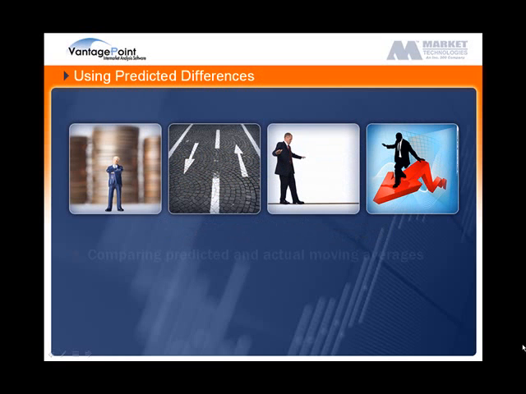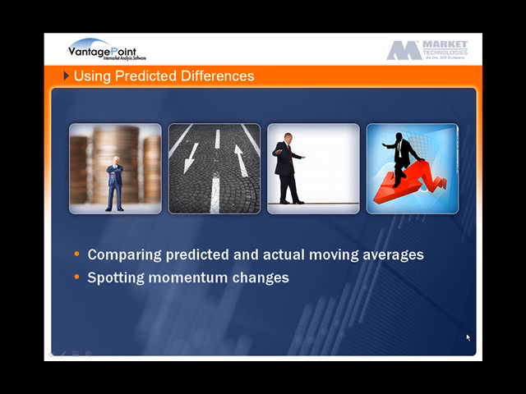VantagePoint's predicted differences provide a unique set of analysis tools for the trader. It's comparing the predicted and the actual moving averages. But beyond that, they will tell you something about things that traders often want to know. First, momentum. What is the market momentum? Is it getting stronger or weaker?